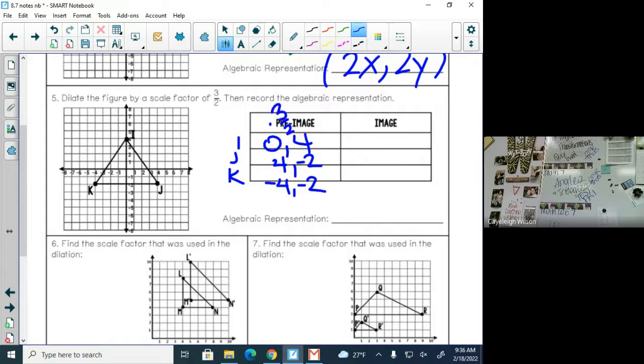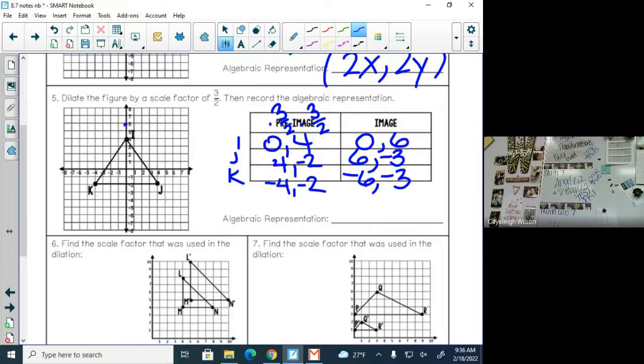I'm multiplying by 3/2. So 0 times 3/2 is 0. 4 times 3/2, 4 divided by 2 is 2, 2 times 3 is 6. Negative 2 times 3 halves, negative 2 divided by 2 is negative 1, times 3 is negative 3. Negative 4 times 3 halves, that's negative 6.